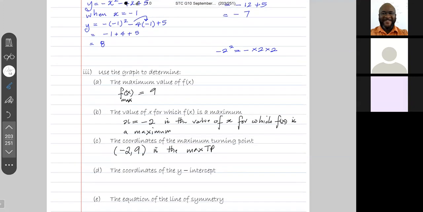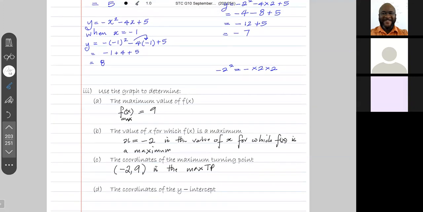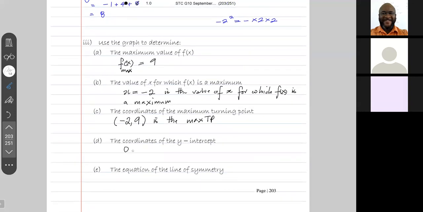All right, the coordinates of the y-intercept, we can get that actually from this, because remember the number at the end is the y-intercept, which is 5. So 0, 5 is the y-intercept. The equation of the line of symmetry. The line of symmetry is the vertical line through the turning point, and we already know that x is equal to minus 2 is the line of symmetry.